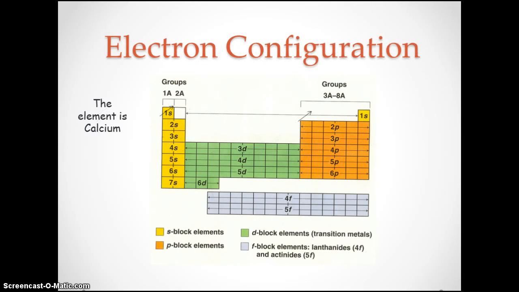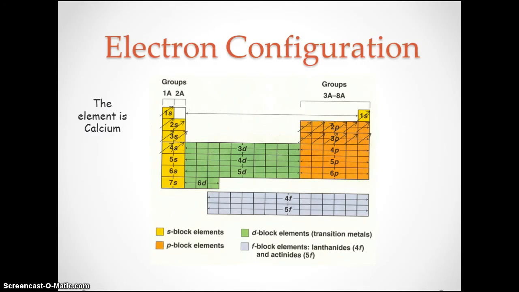So 1, 2, 3, 4, 5, 6, 7, 8, 9, 10, 11, 12, 13, 14, 15, 16, 17, 18, 19, 20. Okay, so now we just count up what we've gone over. In this case, we've gone through two 1s's, so 1s2. We've gone over two 2s's, so we write 2s2. We went over how many 2p's? That's right, 6. So 2p6.